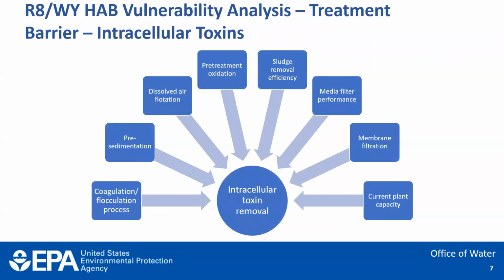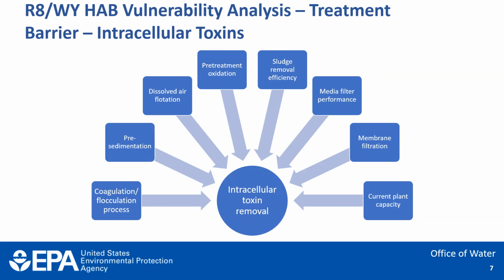What else would feed into a risk assessment? In addition to your source water, how vulnerable is the plant itself if there is a HAB? So intracellular toxin removal is another factor. By intracellular toxin removal, we're basically saying, how good would the plant be at removing cyanobacteria cells? And so these are factors we thought would play into that.